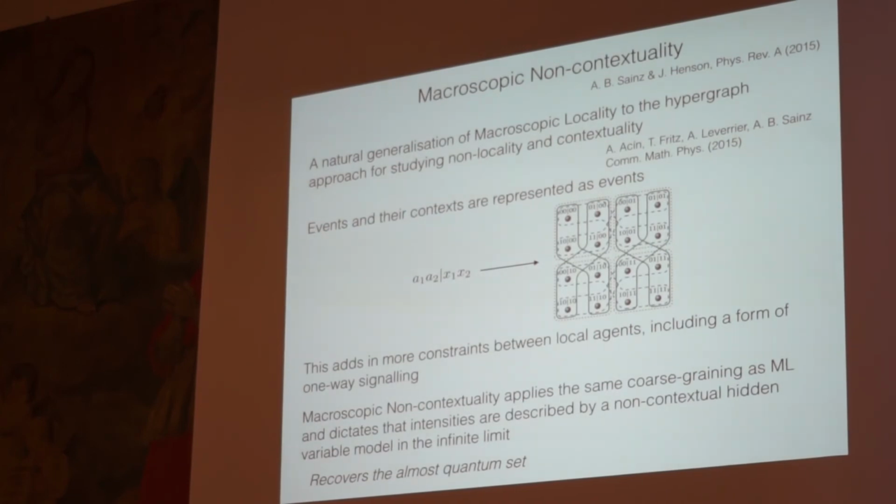Okay, and then you come along, you take this definition of hypergraph contextuality, and then you apply the same coarse grading to events, as in the macroscopic locality case. And then you say that the intensities I obtain in my lab in some infinite limit can be described by a non-contextual hidden variable model. And then this principle here recovers the almost quantum case. So that's very nice. It's something about agents in the infinite limit, when things become macroscopic, recovers this set of correlations exactly.